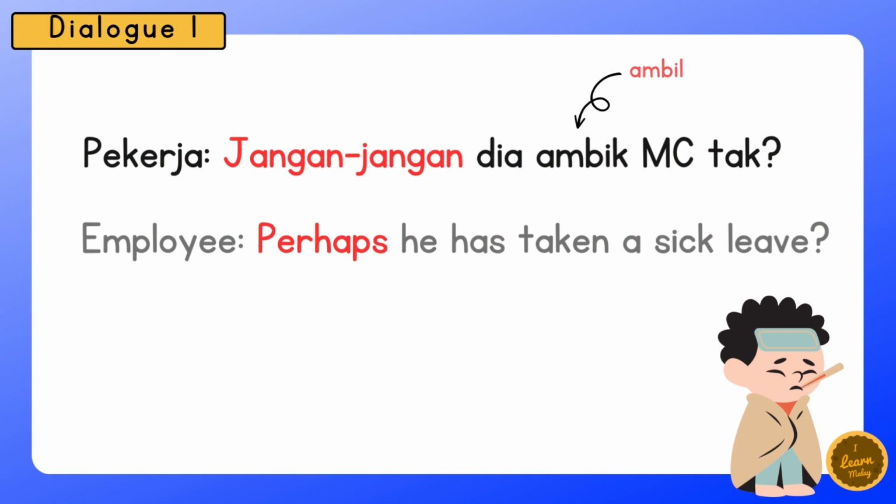Jangan-jangan dia ambil MC tak? Perhaps he has taken a sick leave. Jangan-jangan, perhaps. Dia means he or she, but in this case, I assume it is a he. Ambil means has taken. Ambil is written with a K at the end as we pronounce it in spoken Malay. Ambil with L is the proper Malay. MC, a sick leave. Tak is just a question mark word.